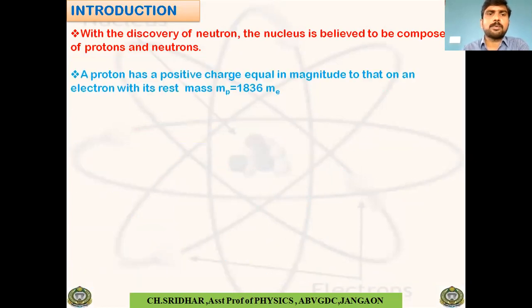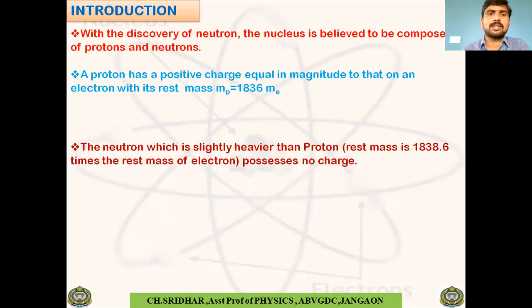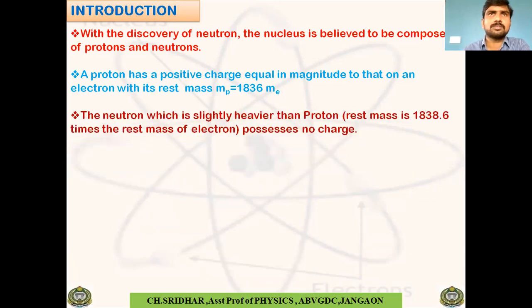And a proton has a positive charge equal in magnitude to that on an electron, with its rest mass mp equal to 1836 me, where me is the rest mass of the electron, and that rest mass of the electron is given by 9.1 into 10 power of minus 31 kg. The mass of the proton is 1836 times greater than the mass of the electron. And the neutron, which is slightly heavier than the proton, has a mass of 1838.6 times the rest mass of the electron.